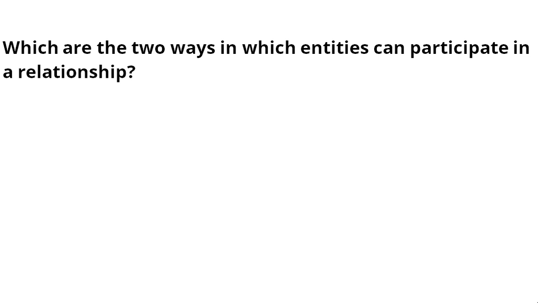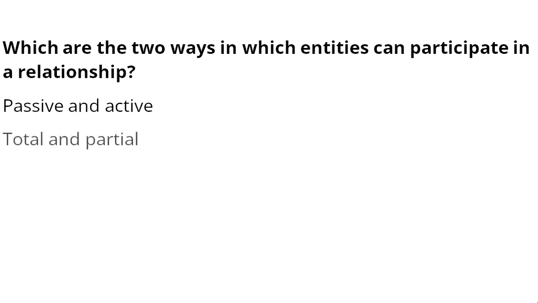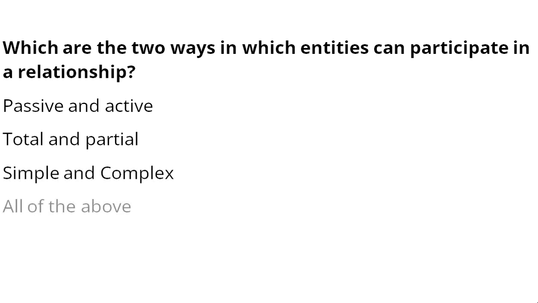Which are the two ways in which entities can participate in a relationship? Passive and active, total and partial, simple and complex, or all of the above? And the correct option is total and partial.